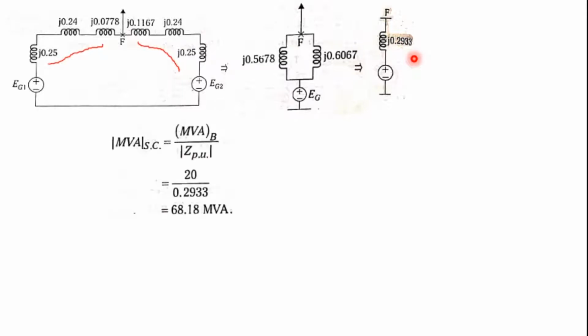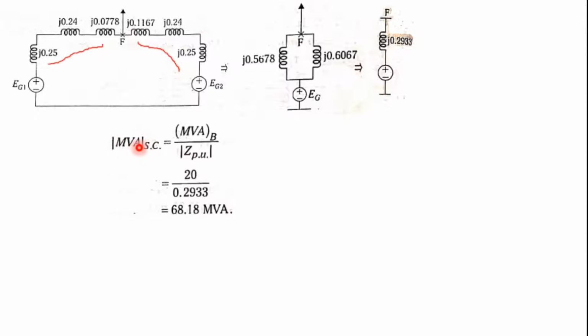Then we know the formula: MVA short circuit is equal to MVA base by Z per unit. We know that MVA base is 20 and the Z per unit you got is 0.2933. So from this we will get the MVA short circuit, which is 68.18 MVA. This is the short circuit value we got.